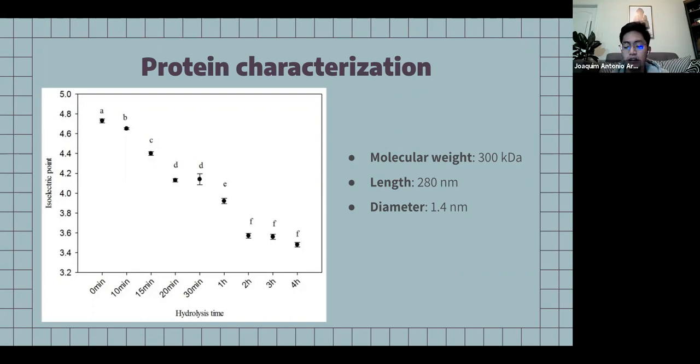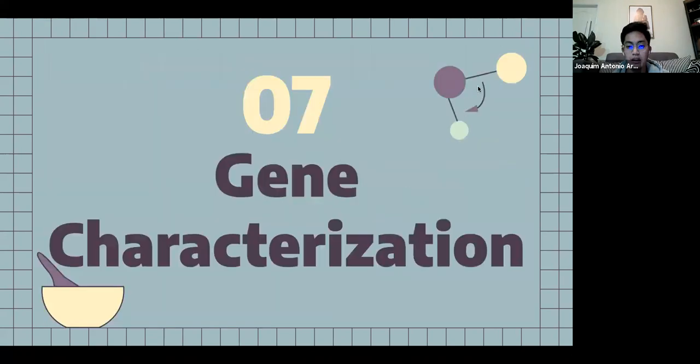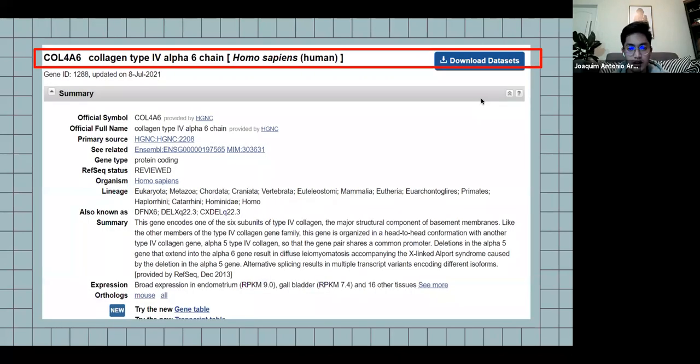And the other characteristics of collagen is having a molecular weight of 300 kilodaltons, which is equivalent to 300,000 grams per mole, a length of 280 nanometers and a diameter of 1.4 nanometers. Next slide, please. So for the gene characterization, next slide. So this will be discussed by Carla Cacho.